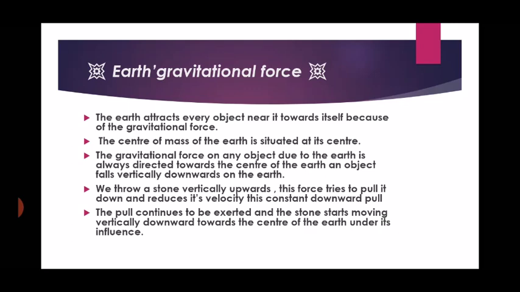Why does it fall down after reaching a certain height? Because its velocity is zero and the earth pulls it towards itself. That is because of the gravitational force. The center of mass of the earth is situated at its center. So the gravitational force on any object due to the earth is always directed towards the center of the earth. So the object falls vertically downwards to the earth.